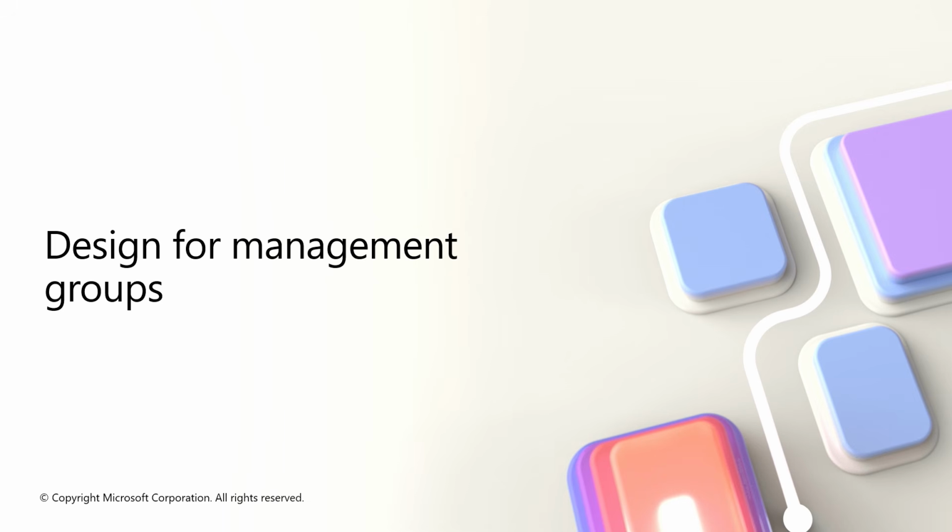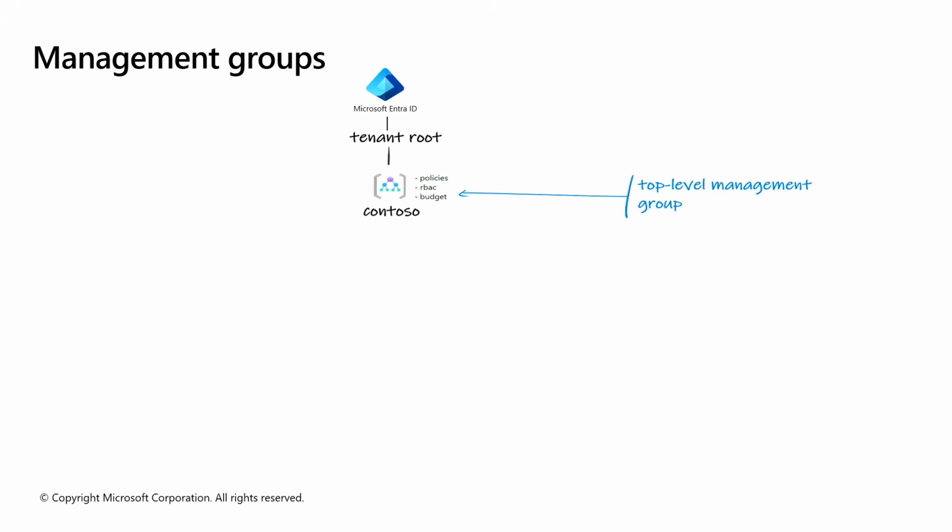First up, design for management groups. Management groups can help you centralize subscription guardrails and isolate workloads. Under our Entra ID tenant, we have a hidden root. Under the root, we can get started with planning for management groups. For the organizational level, Contoso in our case, we can plan for controls like policies, permissions, and budgeting for the entire organization. Those controls are inherited.